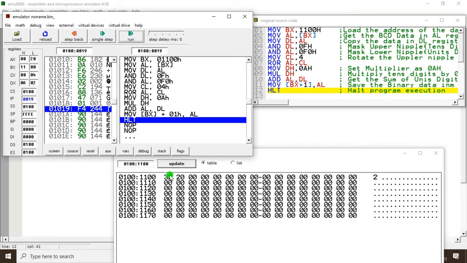This is the BCD data. This is the binary number of this BCD data. This is represented in hexadecimal number. Okay, clear? This is the concept of BCD to binary conversion by using the 8086 assembly language program.